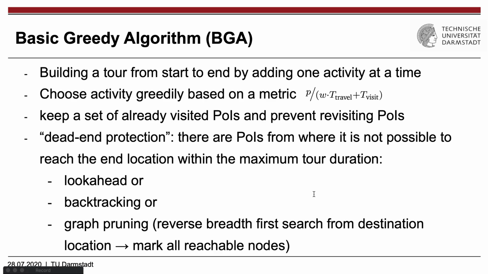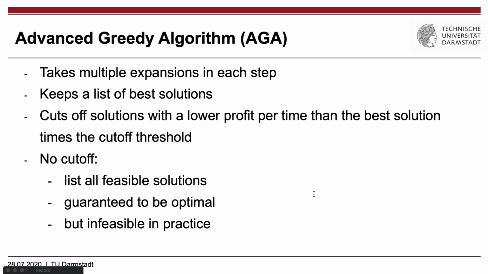And additionally, we need a dead-end protection because there are POIs from where it's not possible to reach the destination within the maximum tour length. So we need either to have a look ahead, a backtracing, or we prune the graph to remove those nodes where reaching the destination is not possible. So in our case, we chose to have a look ahead.